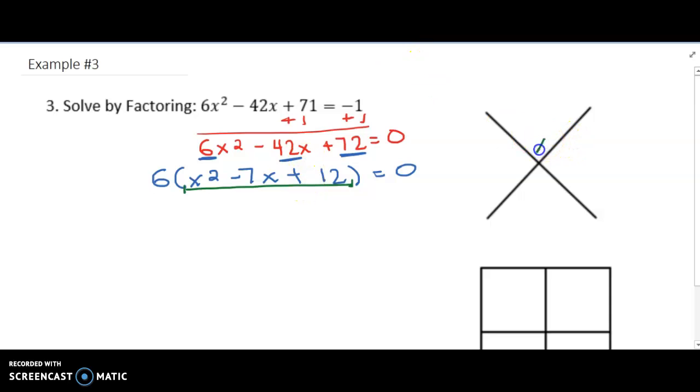Okay, so I want 2 numbers that multiply to a times c. Well, a is 1, c is 12. So 2 numbers that multiply to 12 and add to b, which is negative 7.